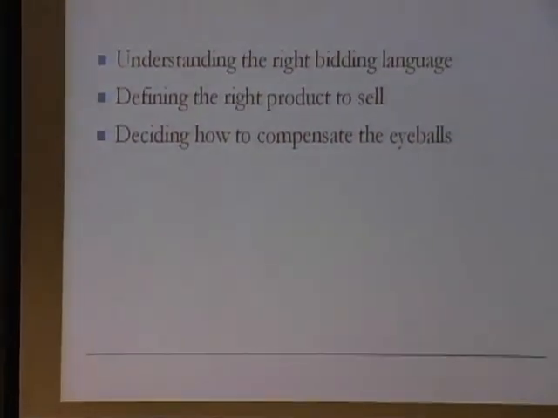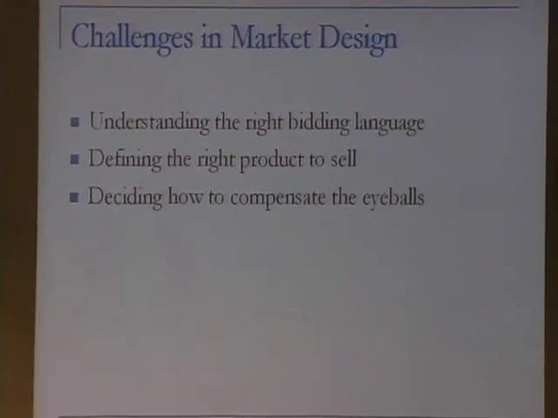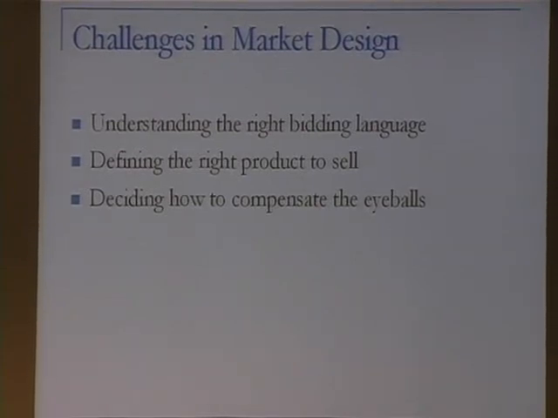Then we have to think about how we can compensate the eyeballs. So far in this market, we've been thinking about this as a market for advertisers. And the players in this market are the advertisers and the host websites, the search engines, for example. But there's a third player in this market that's actually extremely important to the success of the market, and that's the eyeballs of the searchers. And this is essentially what we're selling.